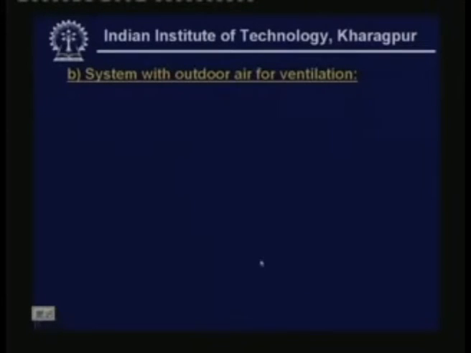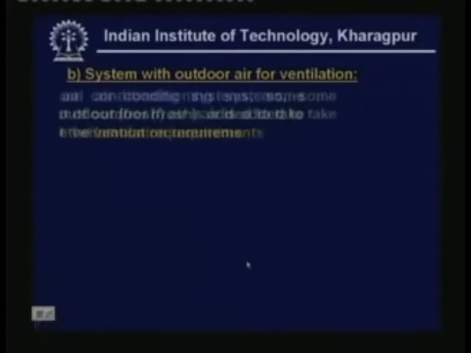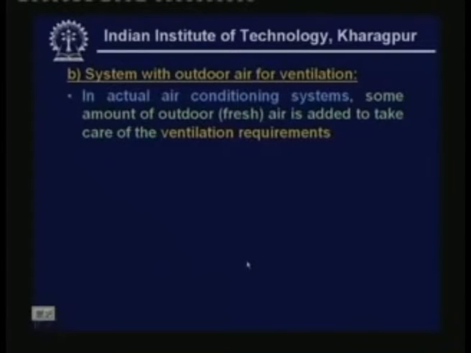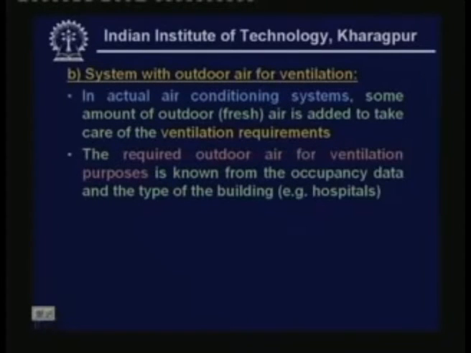So, now let us look at the system with outdoor air for ventilation. As I have already explained, in an actual air conditioning system, some amount of outdoor air or fresh air is required to take care of the ventilation requirements. The required outdoor air for ventilation purposes is known from the occupancy data and the type of the building. For example, hospitals. First of all, why do we require outdoor air? As I have already told, we require it for ventilation purpose. That means, there are a large number of people inside the conditioned space.